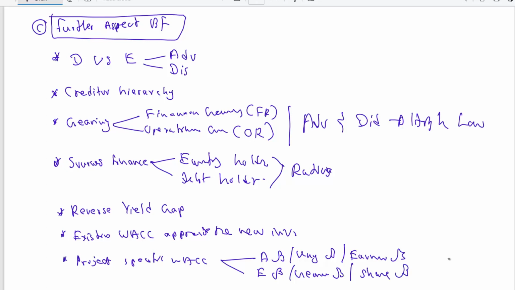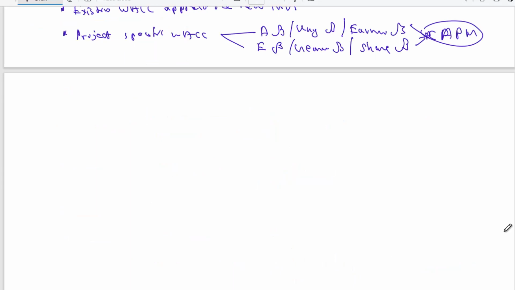And you should know how to get the project-specific weighted average cost of capital using the beta and the capital asset pricing model. So how do the asset beta and equity beta work with the capital asset pricing model? You should know that as well. If you are trying to find the cost of equity for a specific project using the CAPM model, what steps do you have to follow?